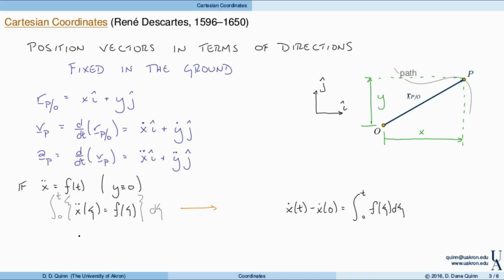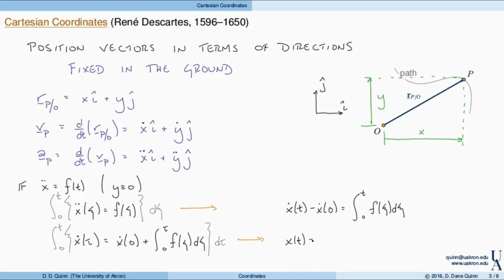If I would like to solve for position, I'll do the same thing. Here, let's use a dummy variable tau. x dot of tau is x dot at time 0, again solving for x dot here, plus the integral from 0 to tau of f of xi d xi. And once again, we'll integrate with respect to time, the integral from 0 to t d tau. So that provides the position.